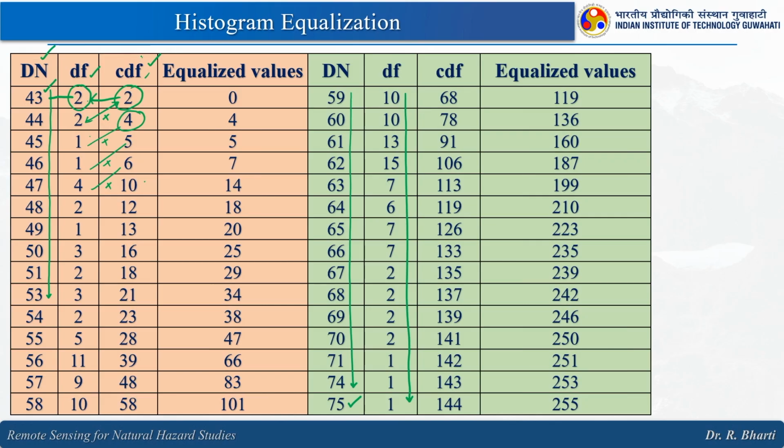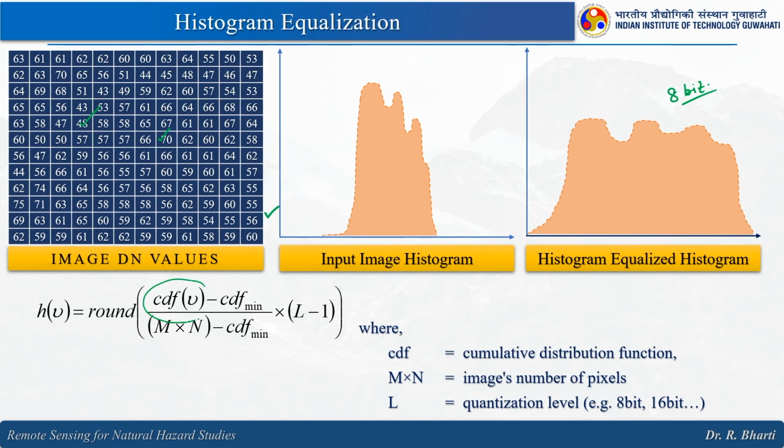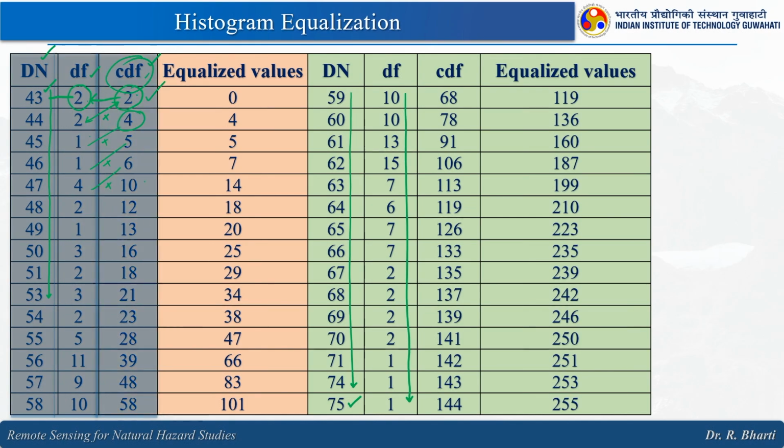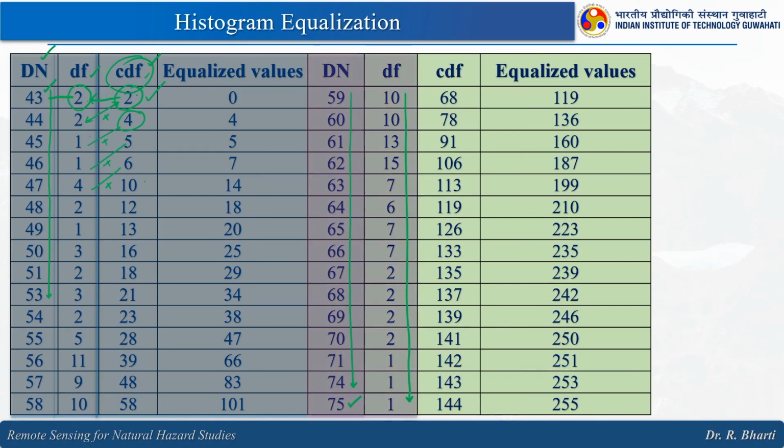Remember, this CDF is very important, because if you refer to this, here we will be using the CDF of a particular pixel, then we will be using the size of the matrix, then whether it is 8-bit or 16-bit data, and the CDF min, which is here. Here CDF min is 2. In the same way we will be calculating it one by one for all the pixel values, and then we will have the equalized value, right.